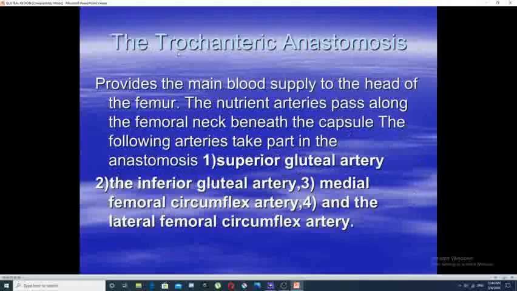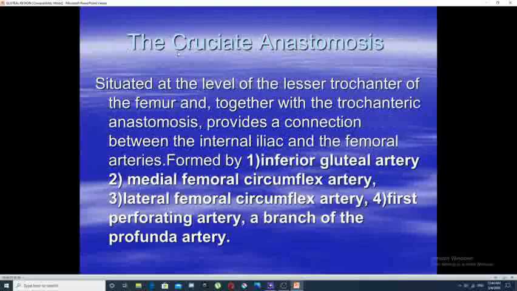The second group of anastomosis is called the cruciate anastomosis. It is situated at the level of the lesser trochanter of the femur. Together with the trochanteric anastomosis, it provides connection between the internal iliac and the femoral artery, which is a continuation of the external iliac artery.